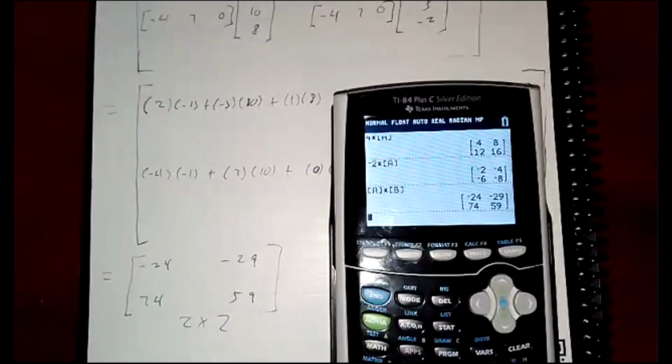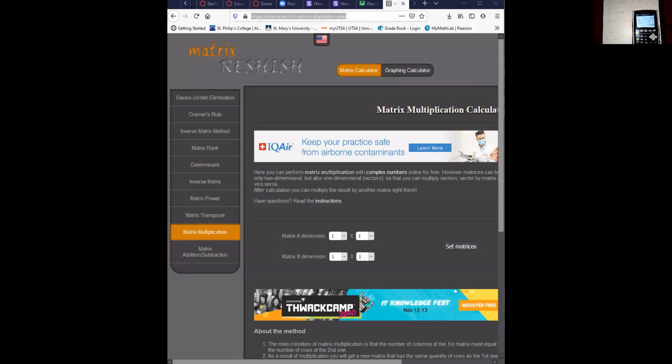Let me see if that website can do it too, but let me check. Yeah, I think the same place can do it too. So here's the link again. Try it out on here. So the dimension of the first matrix was a 2 by 3. So 2 by 3 and a 3 by 2.